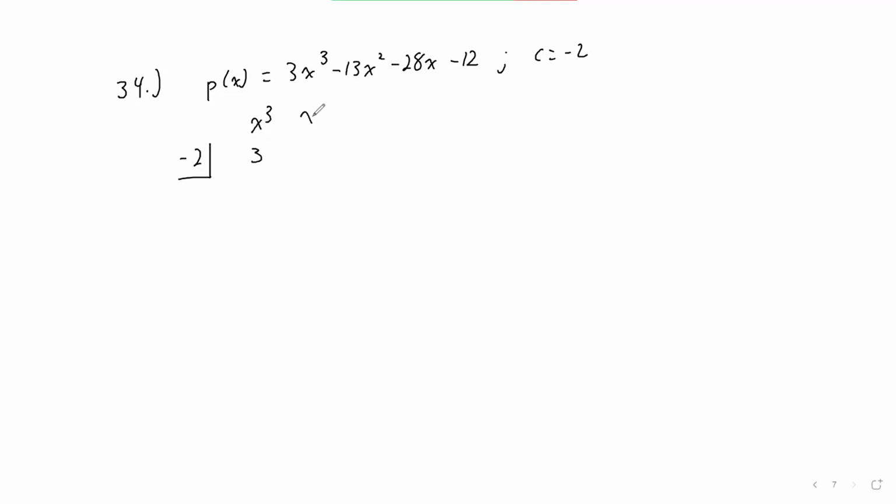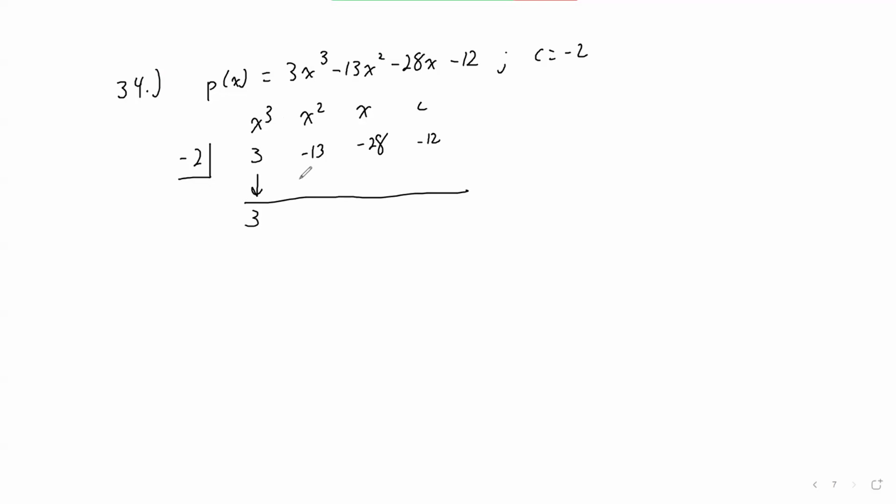Let's look at number 34. 34 is P of x equals 3x cubed minus 13x squared minus 28x minus 12. And then you get C equals negative 2. So you take the negative 2. X cubed's coefficient is 3. X squared is negative 13. X is negative 28. Constant's negative 12.